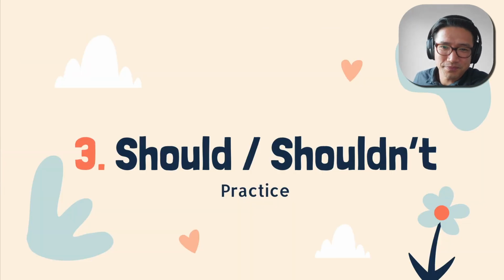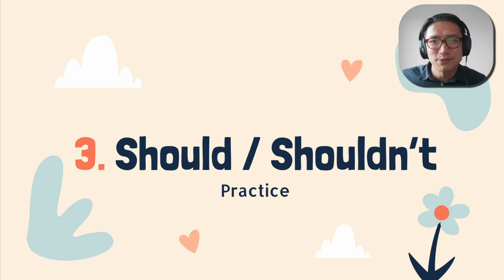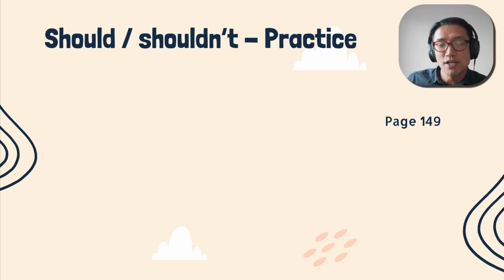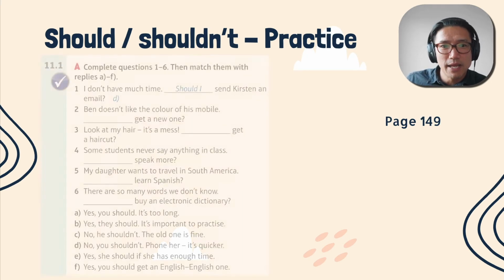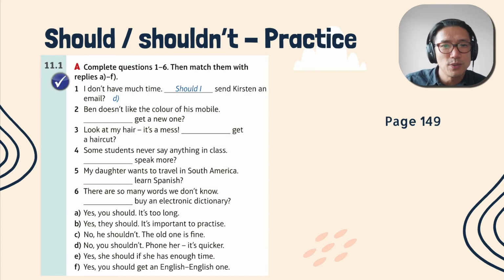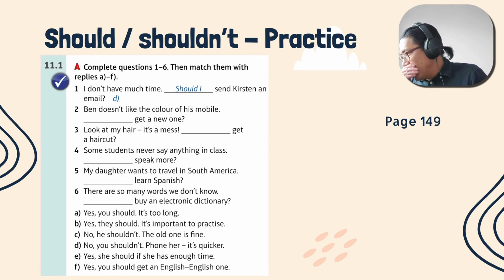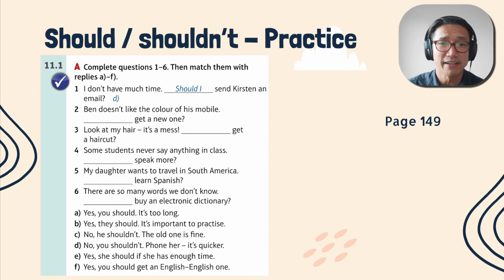All right. So last thing we're going to do is a shouldn't practice. This is in your textbook on page 149 in the language bank. So yeah, complete questions 1 through 6, then match them with the replies A to F. Number 1, I don't have much time. Should I send Kirsten an email? And the answer would be D. So you can read the context, figure out from the clues what you should say. Oh, no, you shouldn't. Phone her. It's quicker. I'm just going to read them to you.